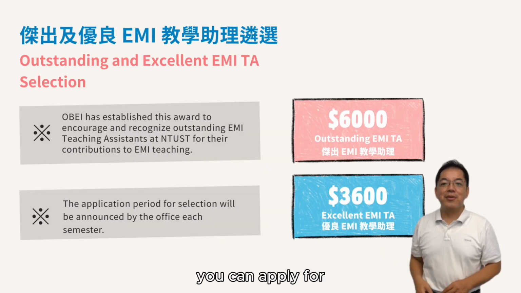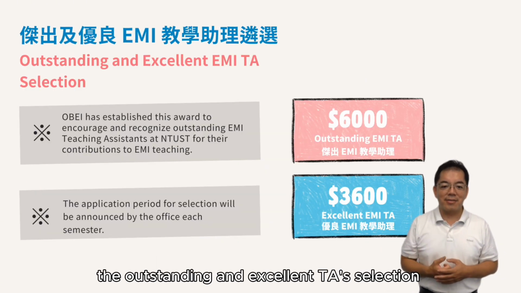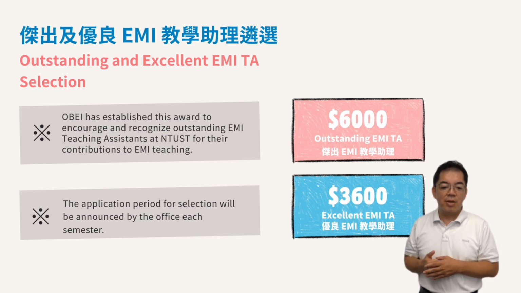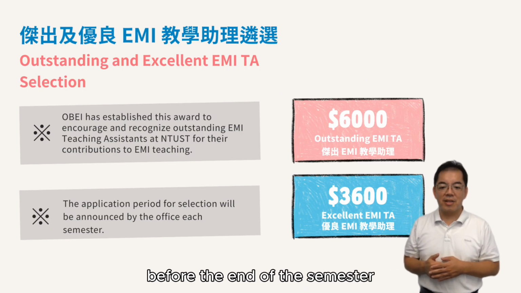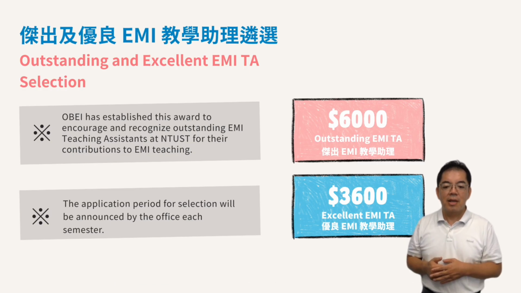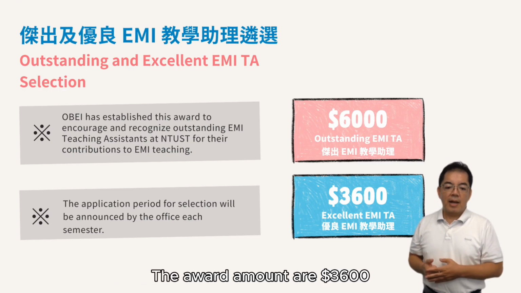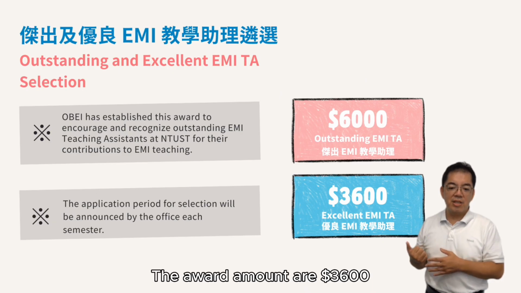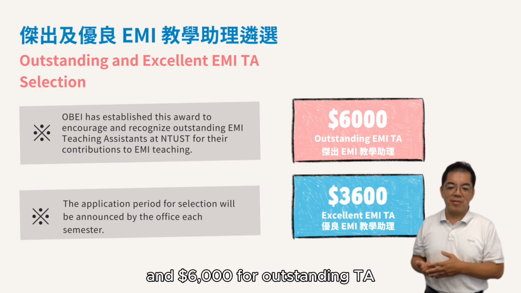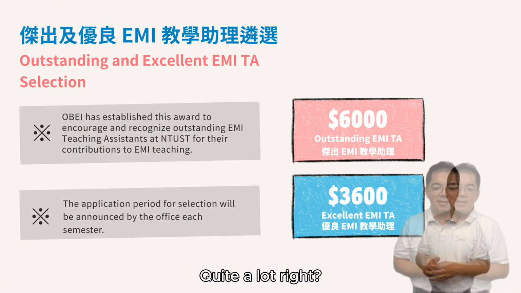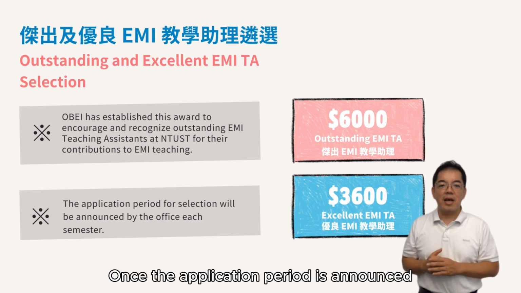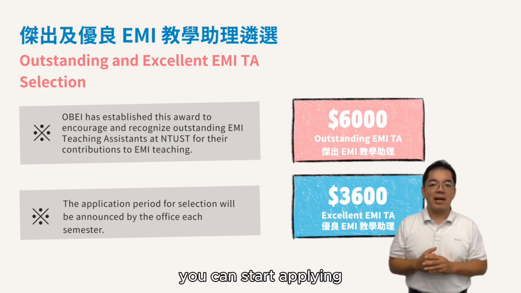Once you are certified, you can apply for the Outstanding and Excellent TA selection. The selection is held every semester, with the application deadline before the end of the semester. The specific date will be announced by the office. The award amounts are 3,600 NTD for excellent TAs and 6,000 New Taiwan dollars for outstanding TAs. Quite a lot, right? The application document can be downloaded from the office website. Once the application period is announced, you can start applying.